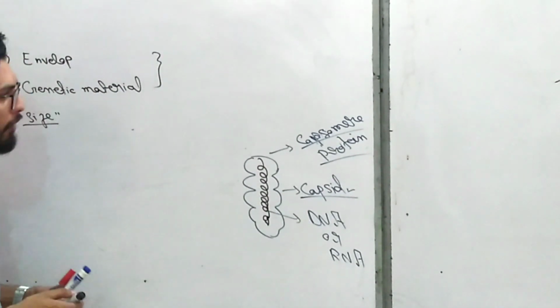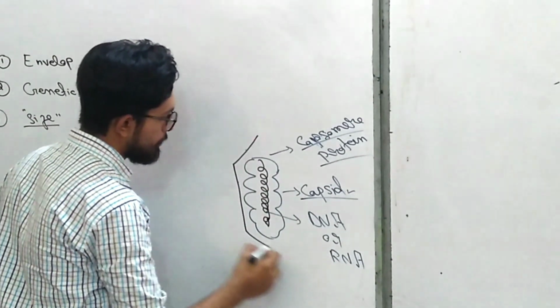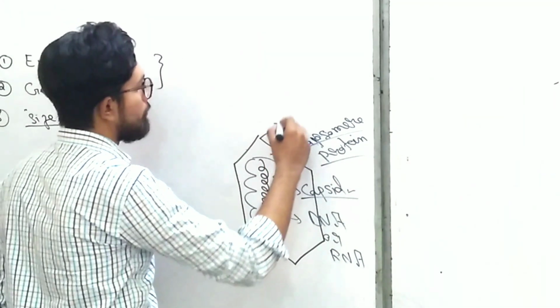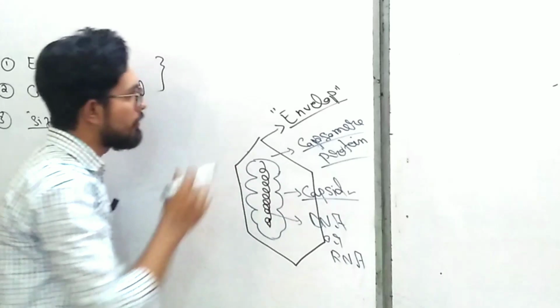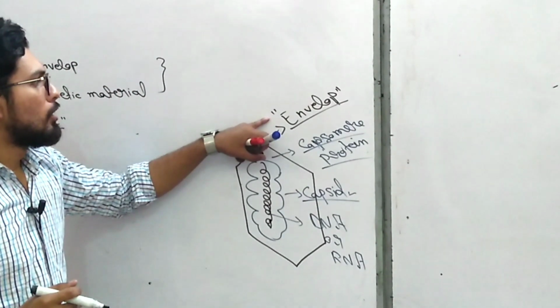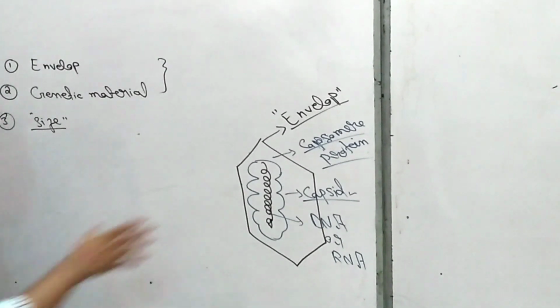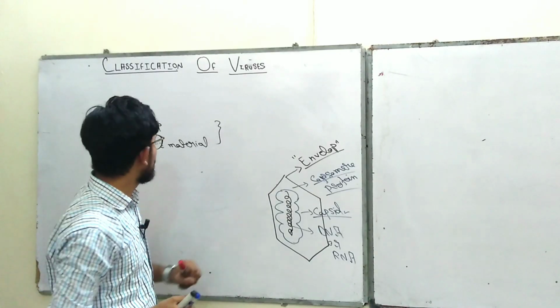Now some viruses have an additional covering, and this additional covering is made up of lipids, and it is known as the envelope. This envelope may be very helpful for the identification of the virus when it comes into the body. All right, so this is a simple structure of a virus.